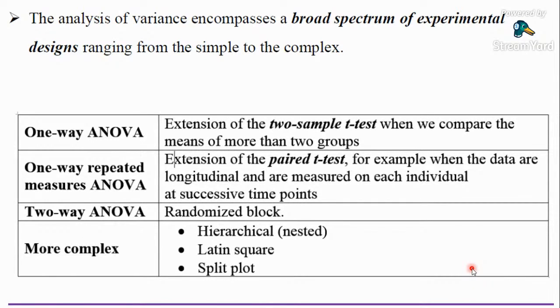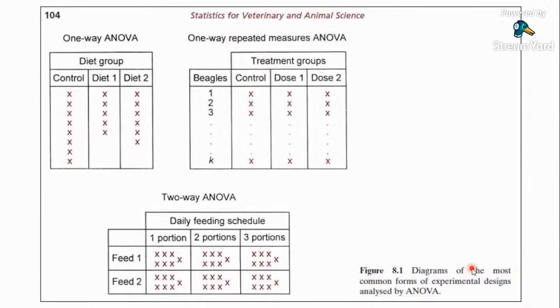Similarly, we have one-way repeated measures ANOVA, which is an extension of the paired t-test, for example, when the data are longitudinal and are measured on individuals at successive time points. Then we have a two-way ANOVA if we have randomized block designs, or, more complex, we can have a hierarchical or nested structure, a Latin square, or a split block. These are some of the common experimental designs that we employ, and they are very common when we have biological or life science data.